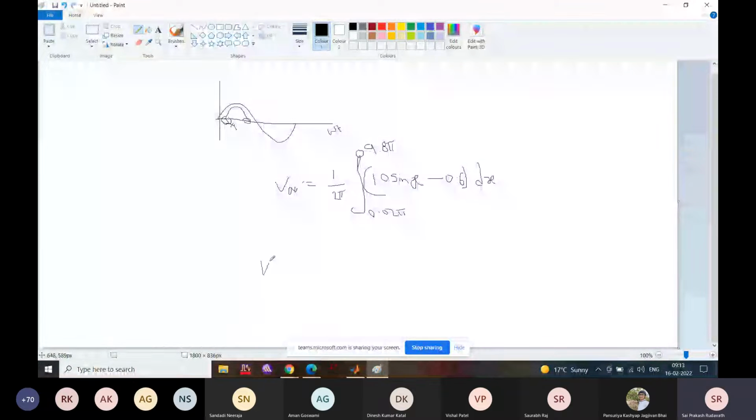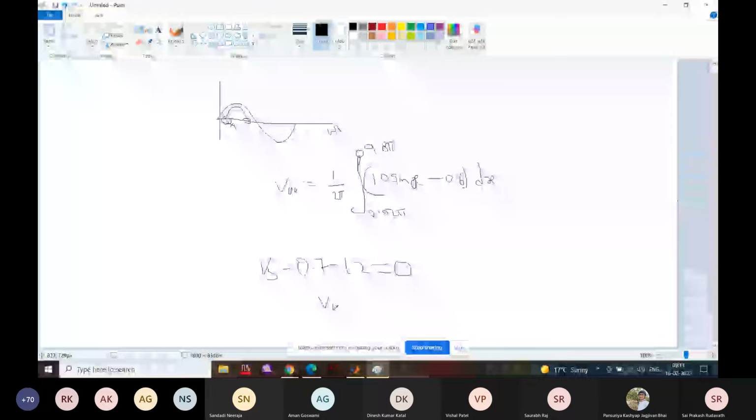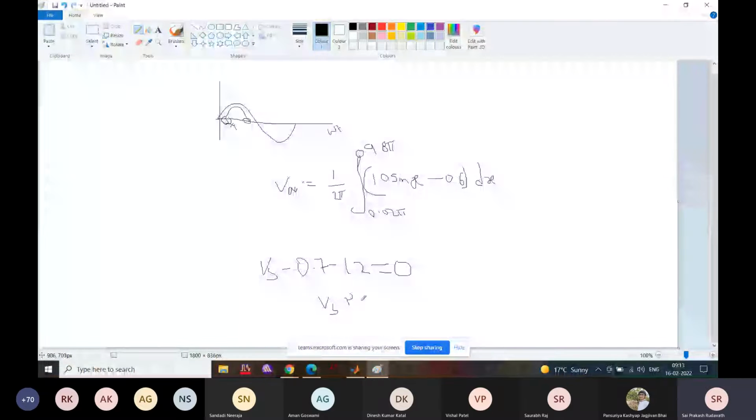So peak voltage is equal to Vs minus 0.7 minus voltage load, 12, is equal to... Okay, this is the peak voltage, right? It is equal to 12.7.